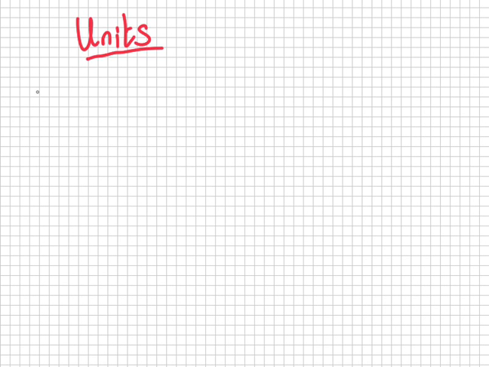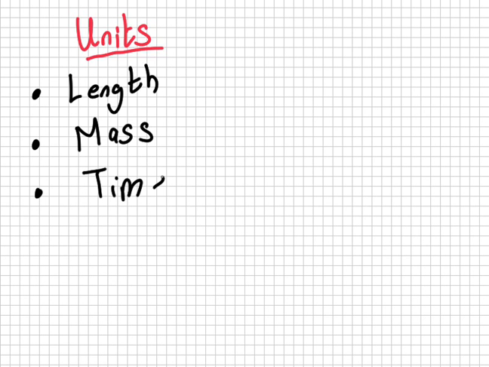There are 3 main units, 3 important units for us. So this is important vocabulary. Length, mass, and time. So there are 3 most important units. There's many units, but they're the 3 most important ones. Well, that's not even units.